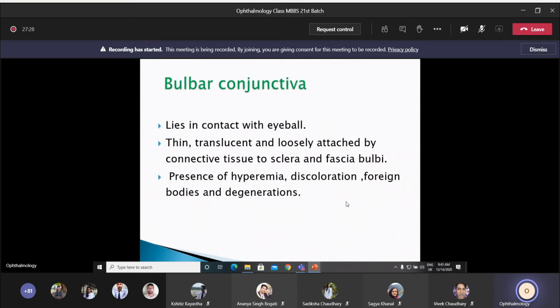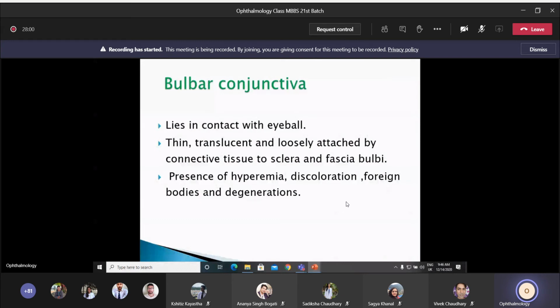Okay, and the main things that you look for in the bulbar conjunctiva is the presence of hyperemia or congestion. So the various types of congestion we'll be talking about in the later classes. Okay, so that's there. Then you have to look for any discoloration, like in case of jaundice, foreign bodies, very important, and degenerative changes, which are seen in the bulbar conjunctiva. Okay, so mainly you see two types of degenerations, like pterygium and pinguecula. Okay, so all this will be dealt with in the later class.